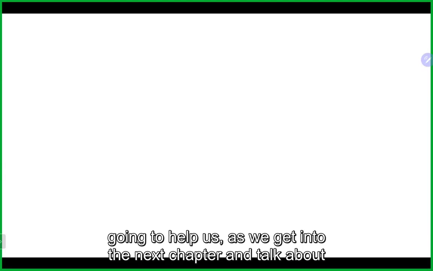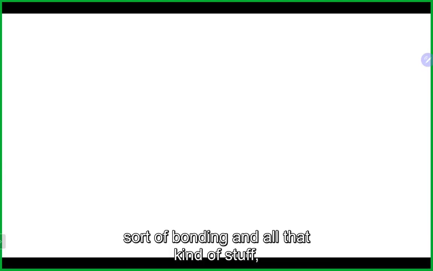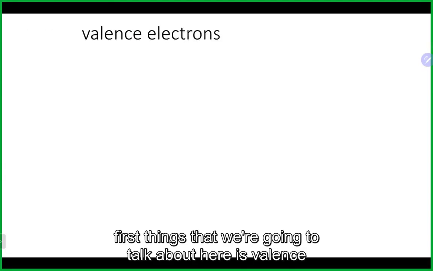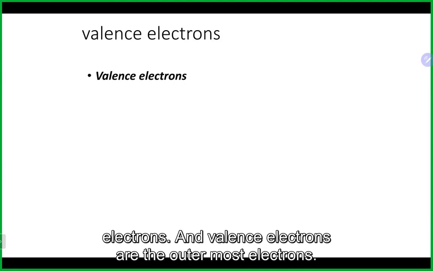Any questions on any of that? All right, we're going to finish up the last part of this chapter, really talking about periodic trends. That's going to help us as we get into the next chapter and talk about bonding and all that kind of stuff, to understand why certain things occur. So one of the first things we're going to talk about here is valence electrons.